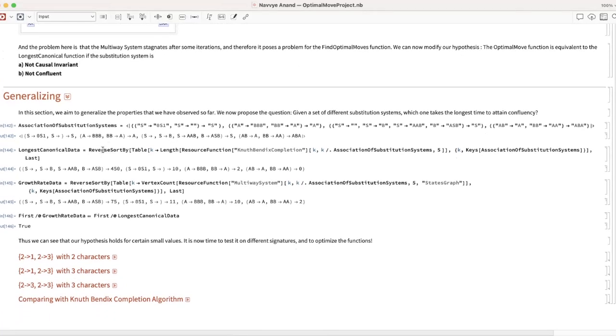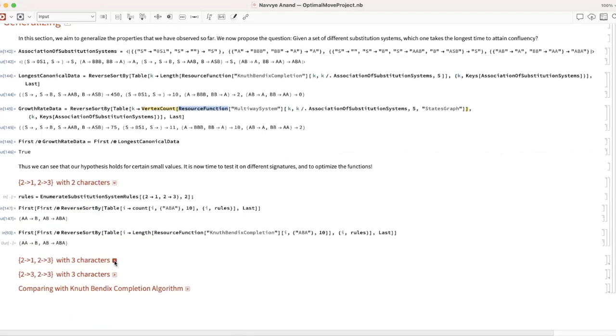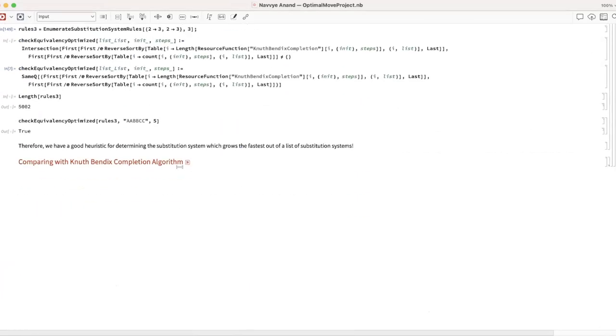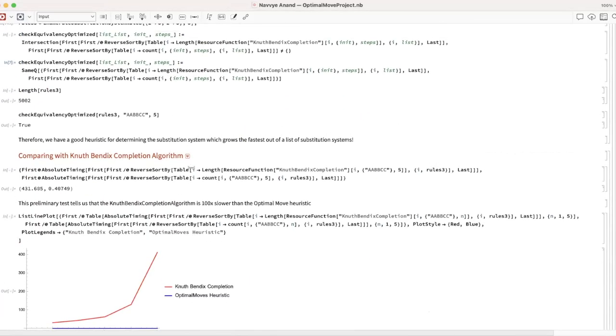And if we look at data that's given by the Knuth-Bendix completion algorithm and data that's given by the find optimal moves algorithm, both of them yield the same. Therefore, we can see that our hypothesis holds for certain small values, and it's time to check it for different signatures and to optimize the functions. And the rest of it is just checking it on different signatures with different characters, and checking the sort of speed of the optimal move function.